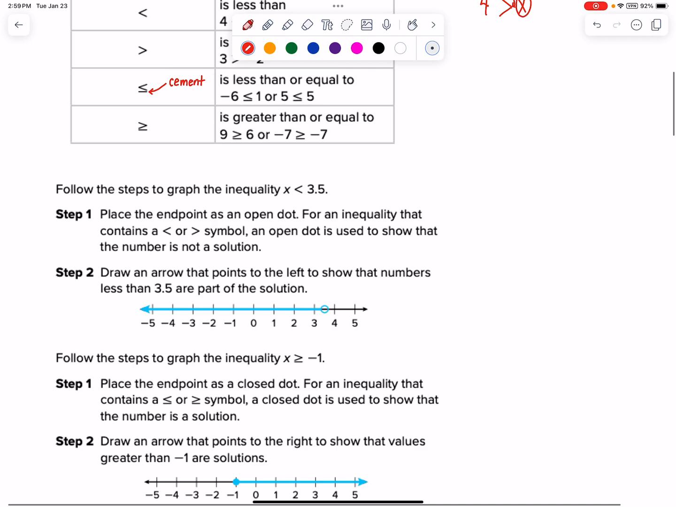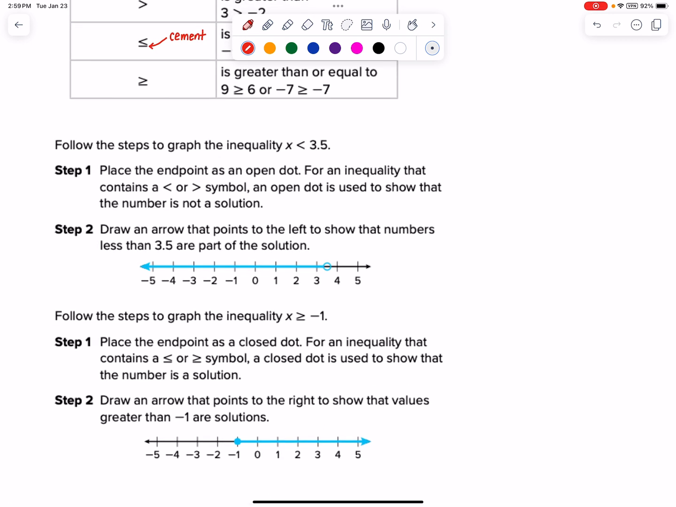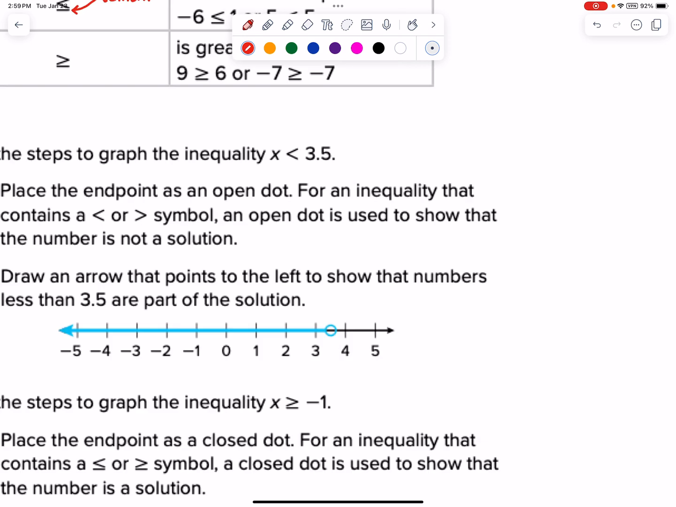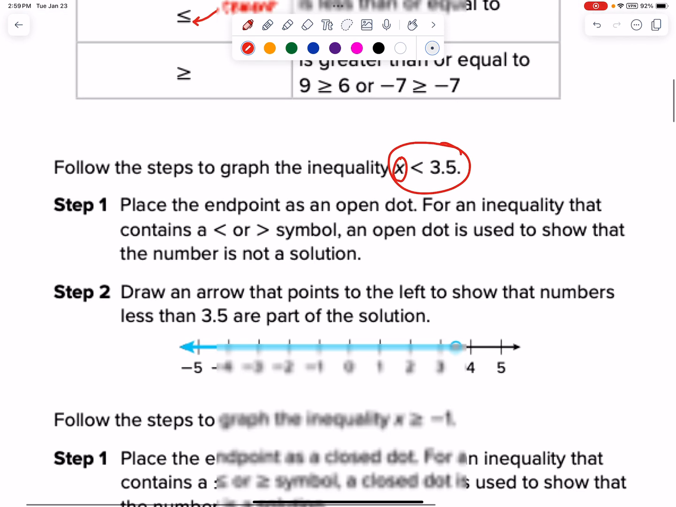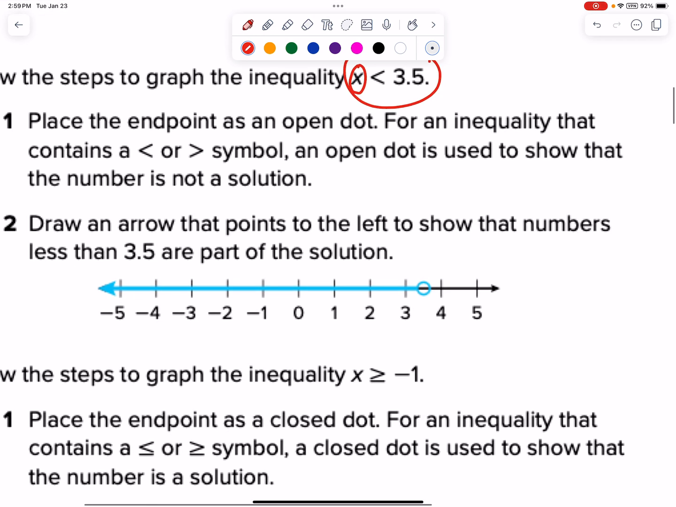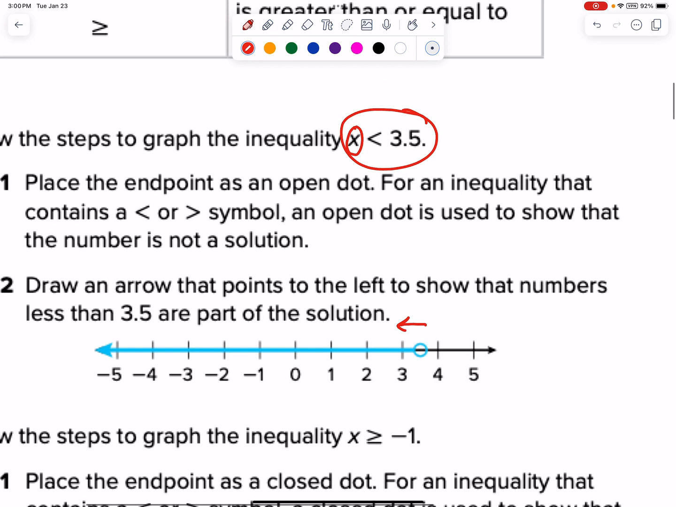All right, so let's go ahead and take a look. And here's why I told you to think about that as cement. When we're drawing or graphing inequalities, here's the inequality, x is less than 3.5. We always read from the variable, from the x. And so you can see, x is less than means go left. And if there is no cement underneath, you can see it's an open hole like this. It means we're not including the 3.5.